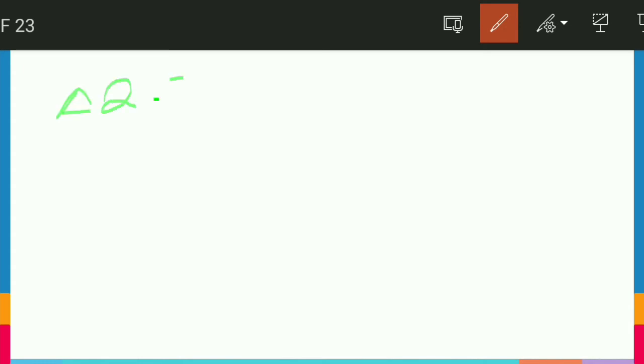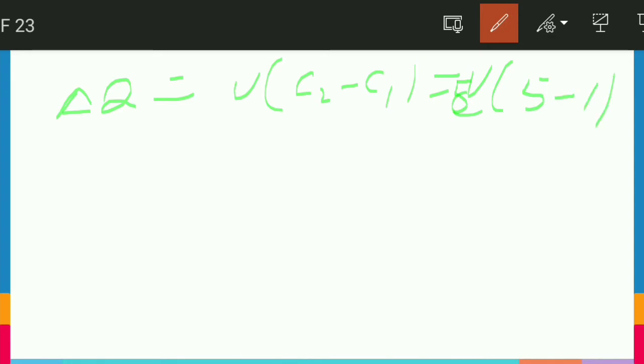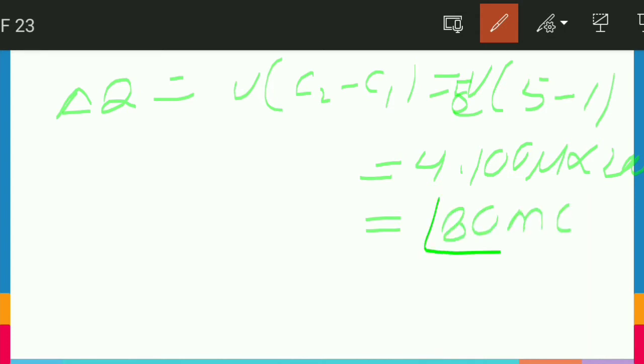delta Q will be equal to V common, times C2 minus C1, and C2 equals 5 times C1. So the C factors out, and we get 5 minus 1, which equals 4 times C. C is given as 100 microfarad, and V was 200 volt. So it comes to 80 millicoulomb. This is our first answer. And similarly, delta U will be how much?